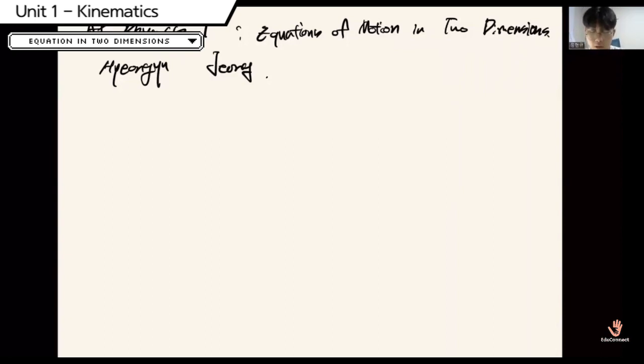Today we're gonna study AP Physics 1, equations of motion in two dimensions. We have already learned about kinematic equations for one-dimensional motion. However, real-life situations are rarely restricted to one dimension. This lesson will explore how to apply the kinematic equations to motion in two dimensions.